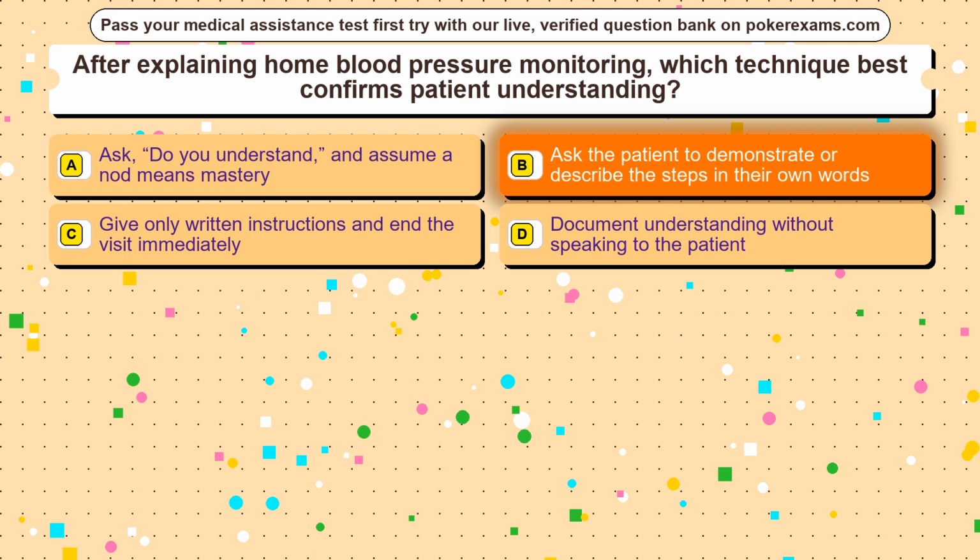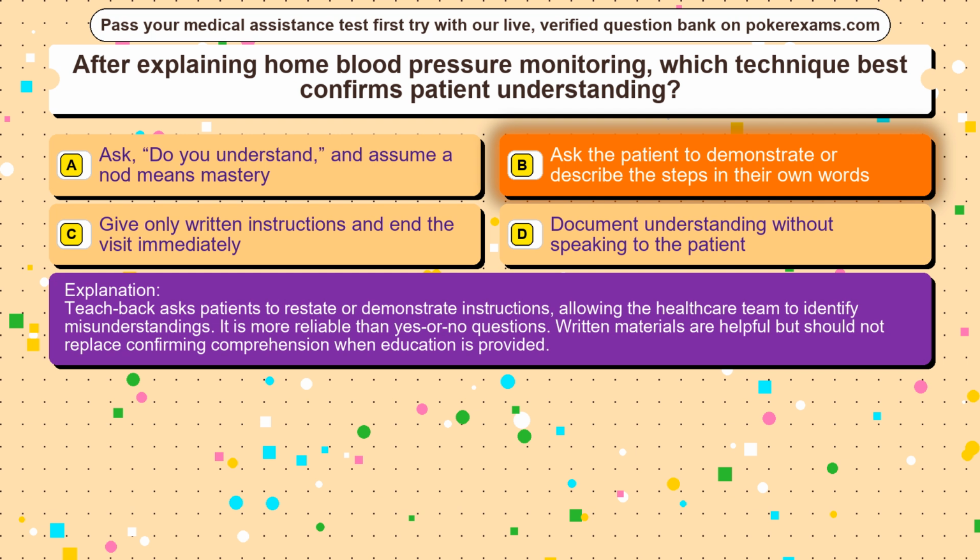The correct answer is option B, ask the patient to demonstrate or describe the steps in their own words. Teach-back asks patients to restate or demonstrate instructions, allowing the healthcare team to identify misunderstandings. It is more reliable than yes or no questions. Written materials are helpful but should not replace confirming comprehension when education is provided.